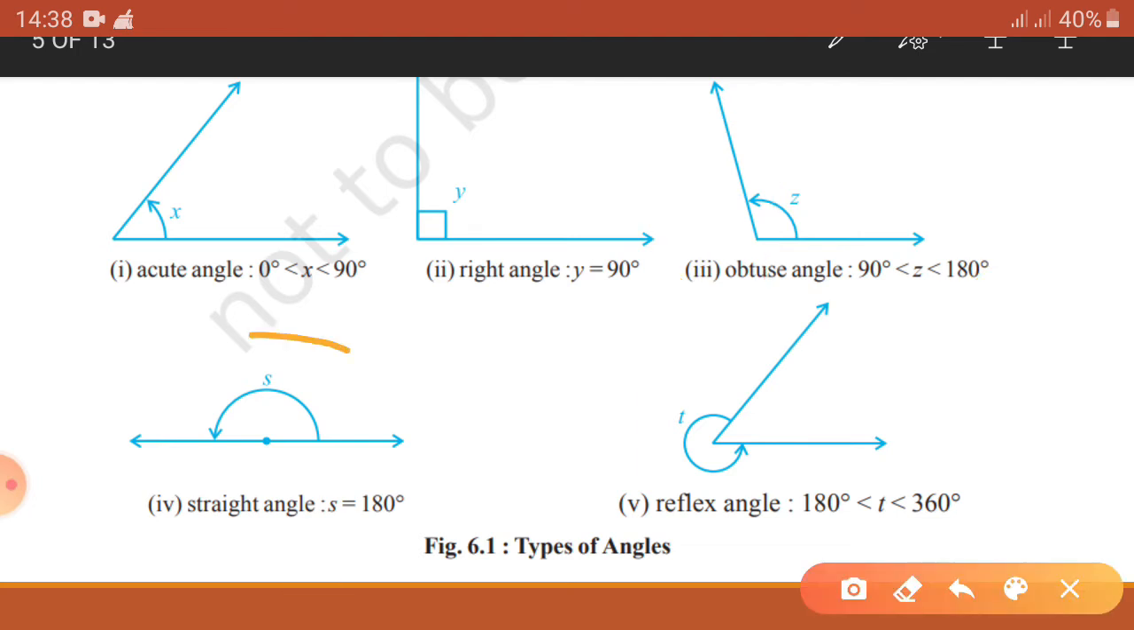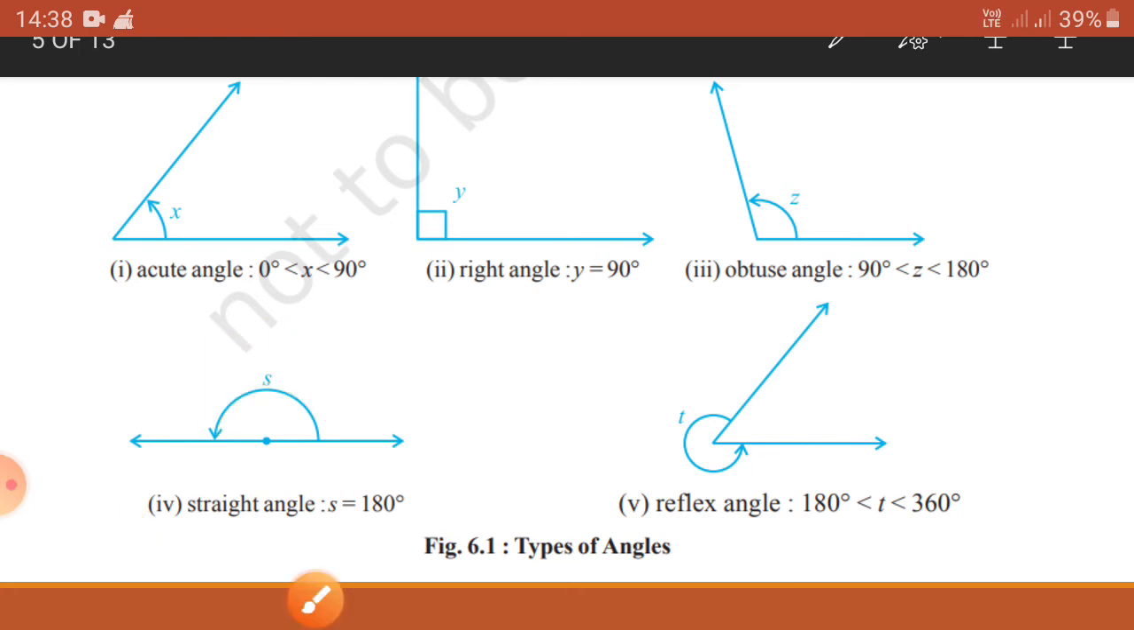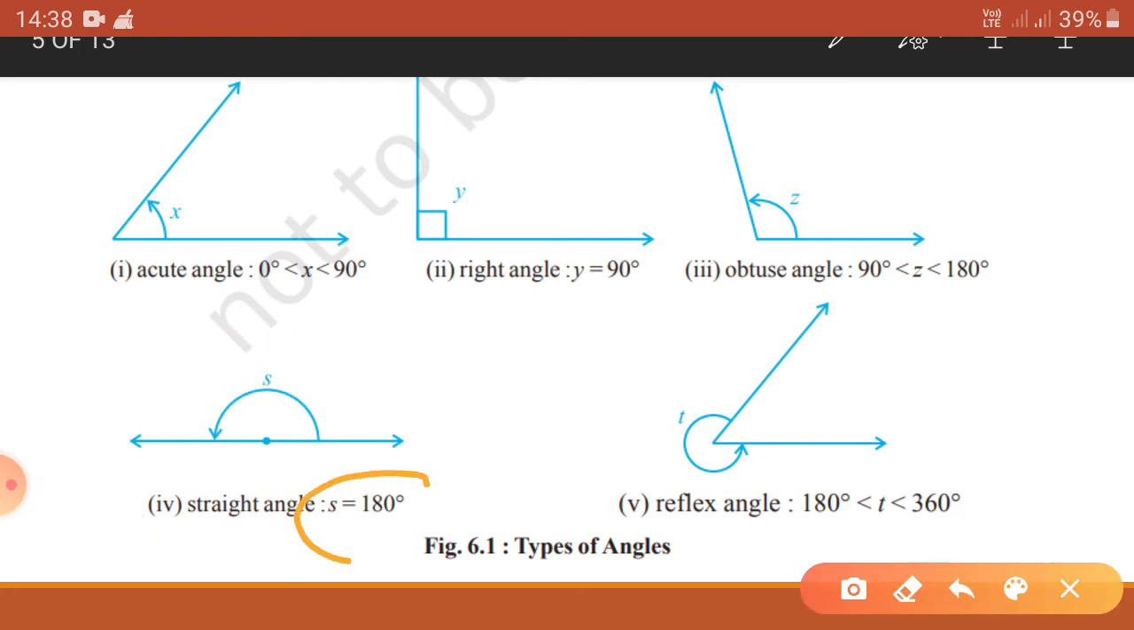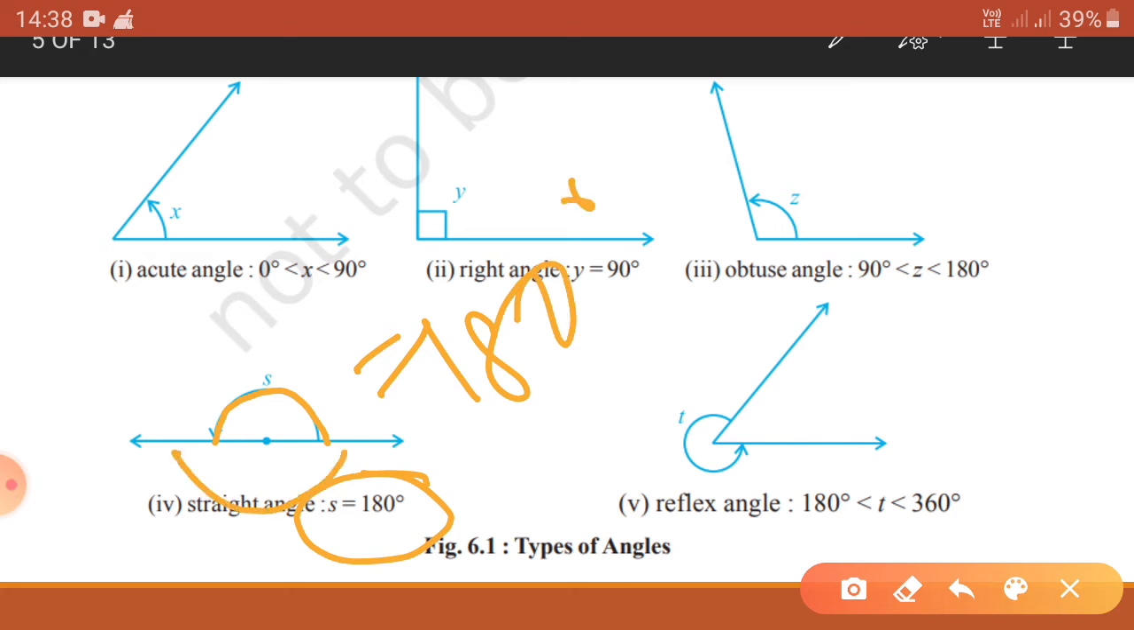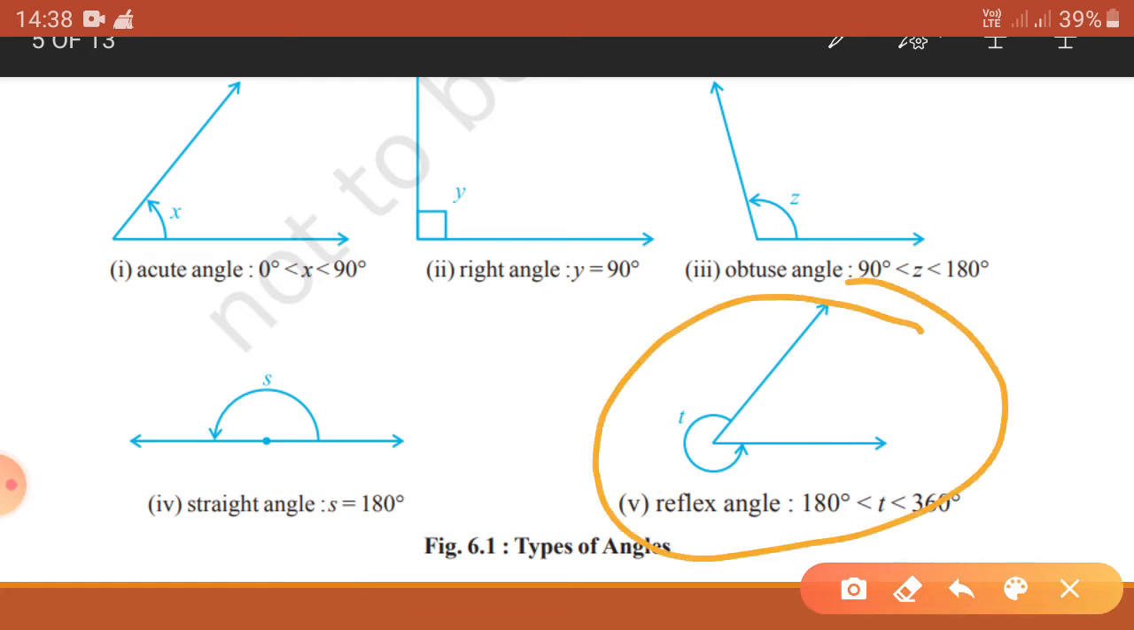Next angle is known as the straight angle. Here S is the straight angle. The value of the straight angle is 180 degree. So here on the upper part the angle is equal to 180 degree. Got it? And for the lower part also it has the value 180 degree. Okay, the next type of angle is reflex angle.